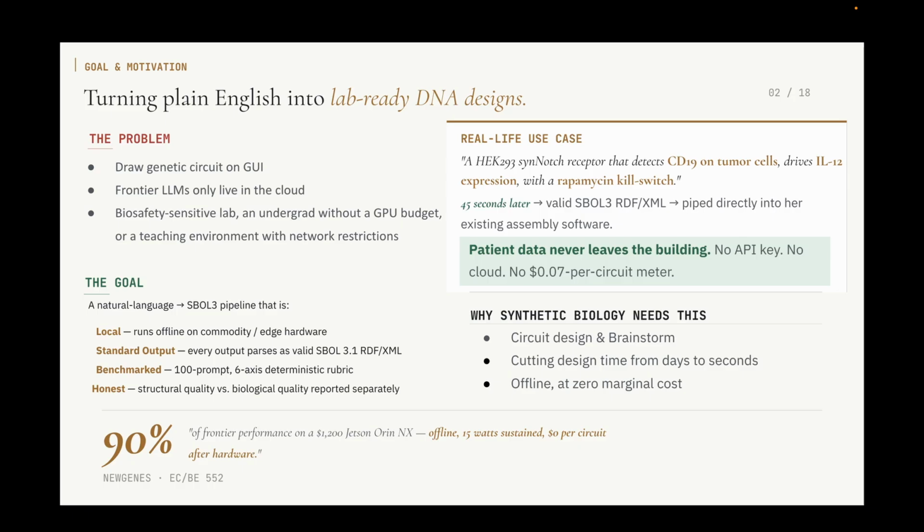Traditionally, if you want to design a genetic circuit, you would either have to draw it on a GUI or program it yourself, which could be time-consuming, and it's difficult for people who are unfamiliar with programming genetic circuits. And now there are powerful large language models, but they only live in the cloud and are expensive to use as you scale up the designs.